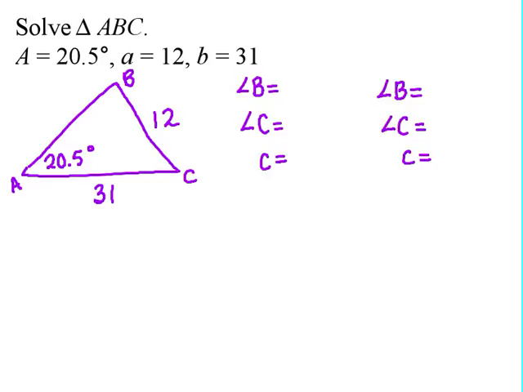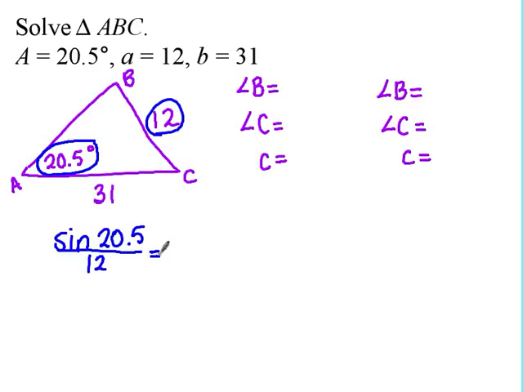Now if you remember with the law of sines, what was the very first thing I looked for when I was solving yesterday? An angle-side combination, right? Do I have one here? Yes, I have 20.5 degrees, and what else? 12. So that is the angle-side combination I am going to start with. Sine of 20.5 over 12 equals, can somebody tell me what the right side of that proportion is going to be? Sine of B over 31.